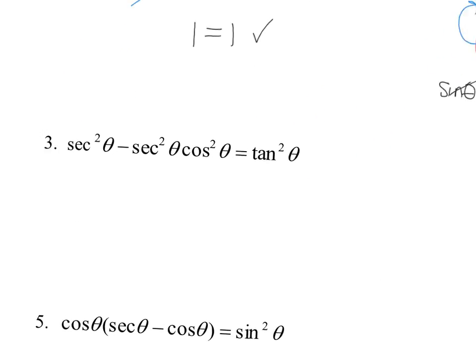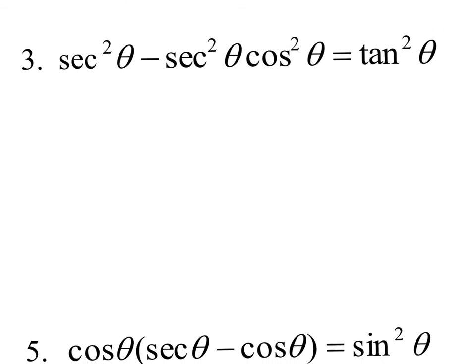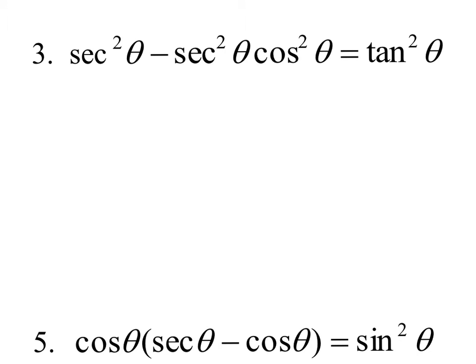Okay, number 3. I'm going to write these in terms of sine and cosine. So secant squared theta is 1 over cosine squared theta minus secant squared theta, which is 1 over cosine squared theta, times cosine squared theta, does that equal tangent squared theta?